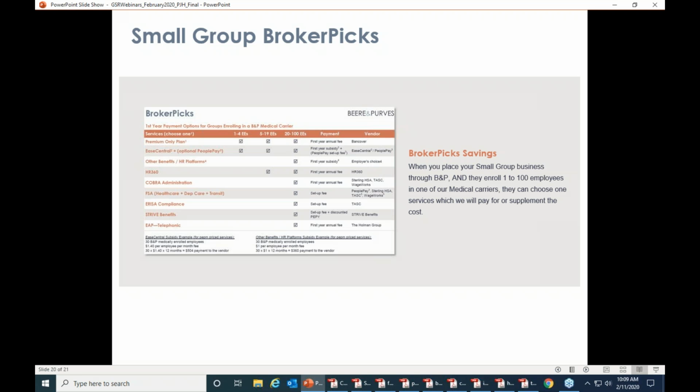When we write a group with you, we want to make sure you take advantage of the partnership, and we call it broker picks. So if you have a group that's 1 to 5 or 1 to 4 employees, we can provide a POP plan, or we do the eCentral. 5 to 19, you have HR 360. Groups of 20 or more, you can pick from any of these options listed here.